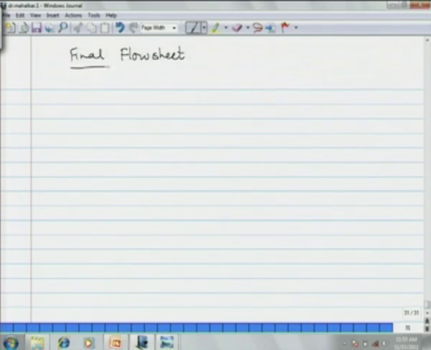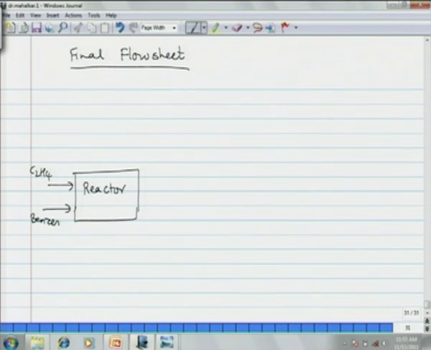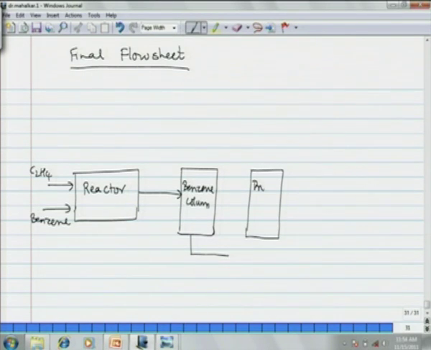Now, here we show all the major units that are in the process. The reactor with feed streams, then the reactor effluent that goes to the benzene column, the first unit in the separation system. The output of the benzene column goes to the products column, where we take off ethyl benzene, the main product of the process.